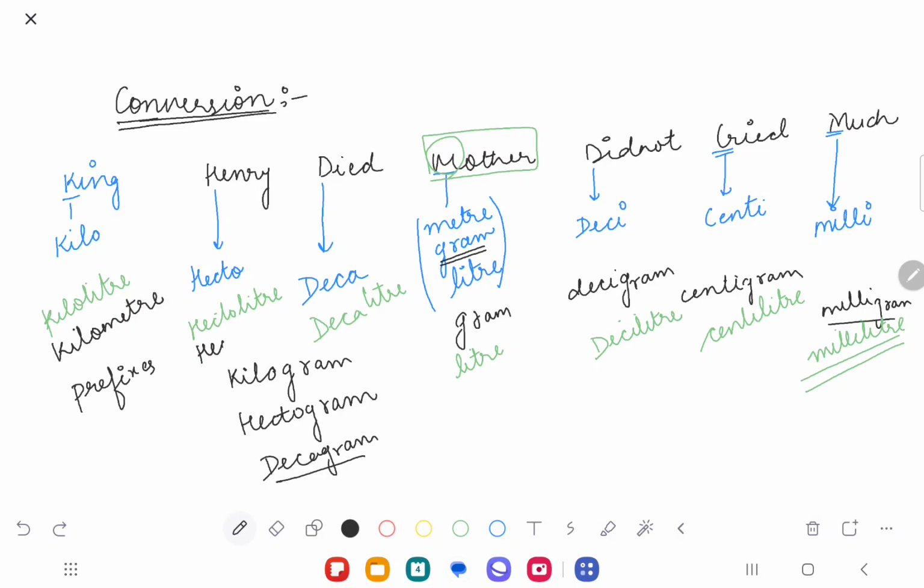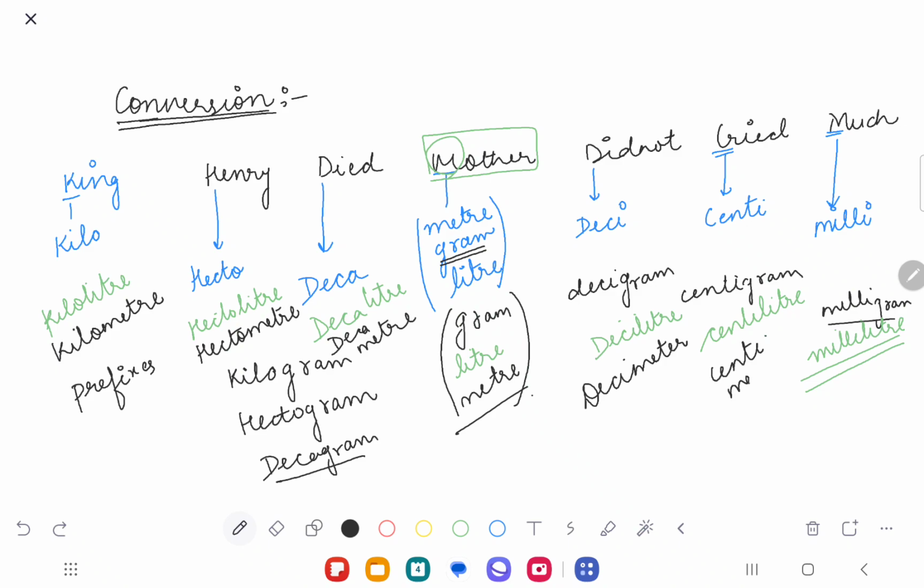I can use hectometer. I can use decameter. Are you understanding? I can simply keep it meter. Are you understanding or not? Tell me. I can keep it decimeter. I can keep it centimeter. I can keep it millimeter. Do you understand my point? Now it's very, very simple.